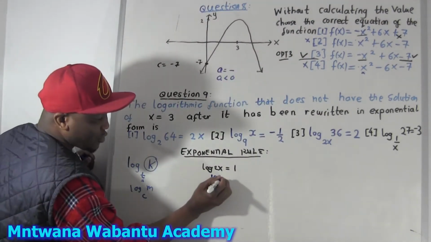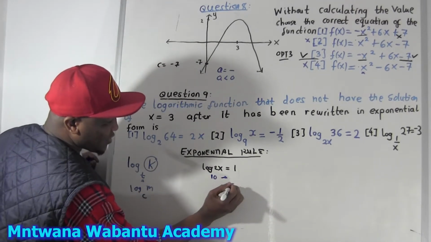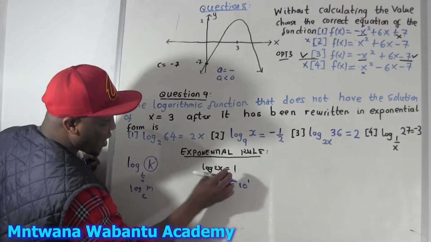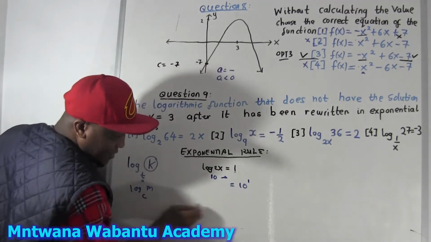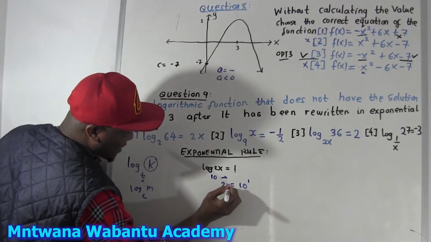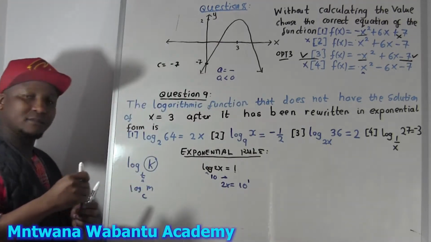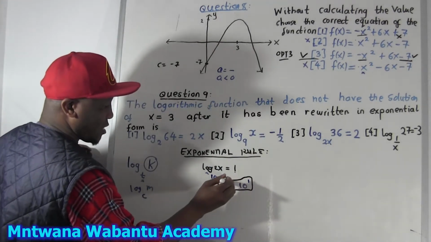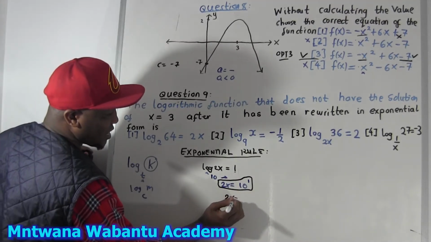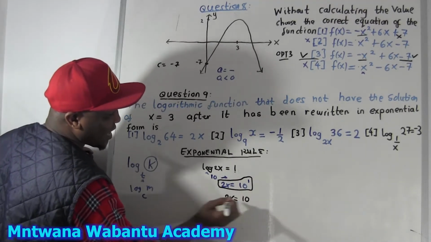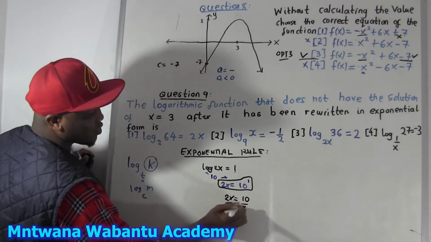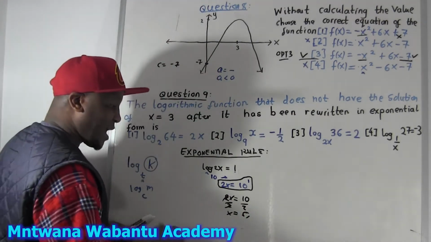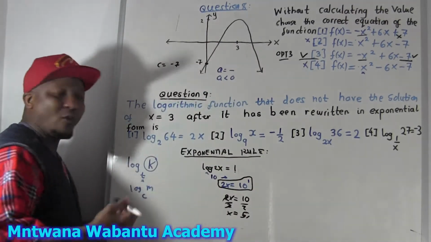So now you push this one to the right. If you push here, it's going to be 10. You see this number here is going to go to the top. It's going to become the power. And then take this one, drag it here, 2x, and the log disappears. So this is what you have now. So 2x equals 10 power 1, equals 10. To get x, divide by 2, divide by 2. So x equals 5. You know what I'm saying? x equals 5.